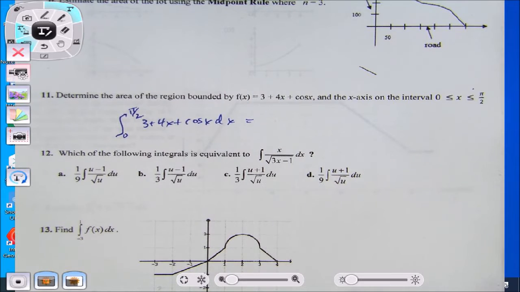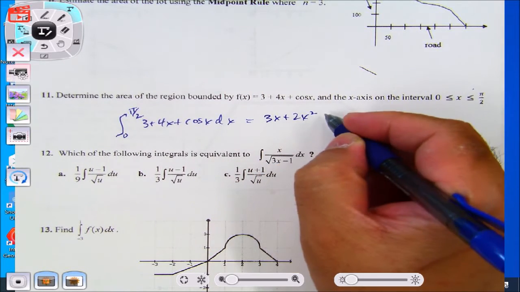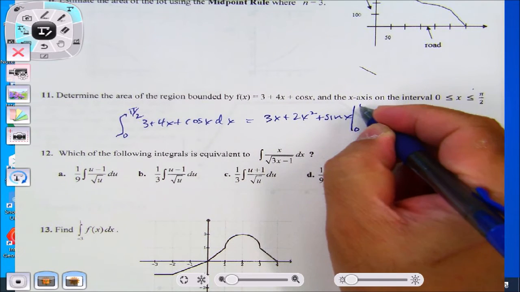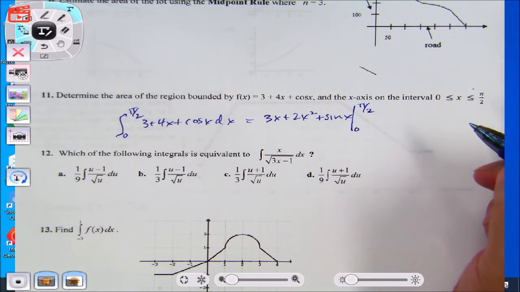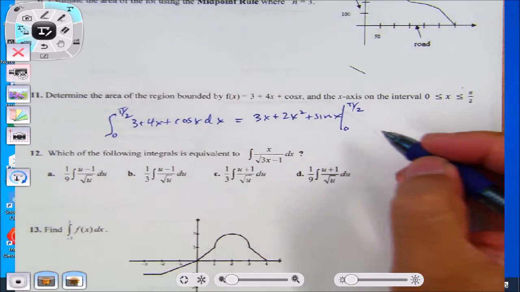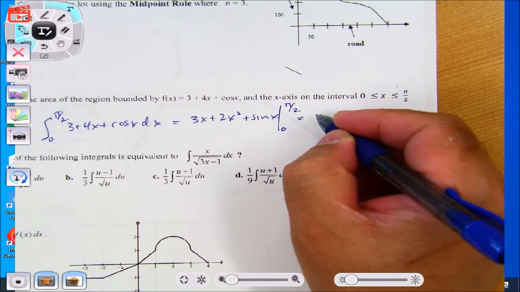Alright. So when you integrate this, you get 3x plus 2x squared plus sine x, and take that from 0 to pi over 2. Shouldn't it be minus sine x? The derivative of cosine? It's not derivative, I mean, it's the integral. Integral of sine is negative cosine. I agree with Mr. Schweitzer. It goes the opposite direction of the derivative. Right. So when I plug it in, is that right?